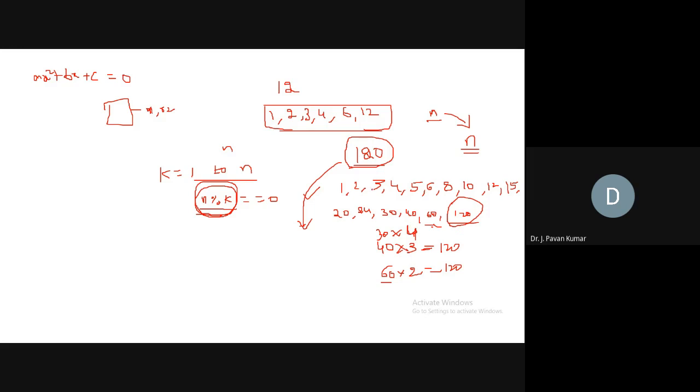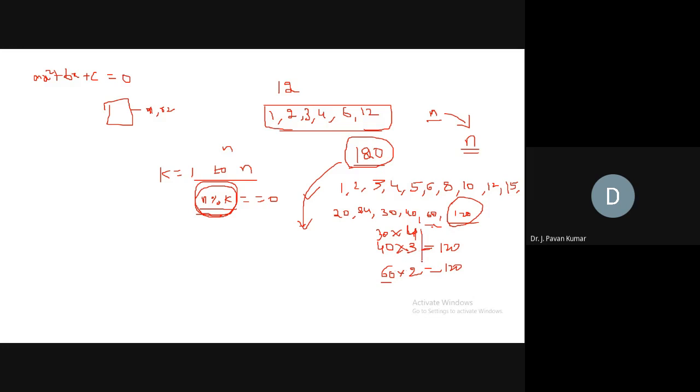Yes or no? Consider 5. For 5, what is the multiple in order to get 120? 24. Okay, 5 into 24. Like 6, for 6 we have 20. Next, for 8 we have 15. For 10 we have 12. For 12 we have 10. Like that, for every factor, we will have an integer multiple in order to get the given number. Similar to that, 30 multiplied by 4, 40 multiplied by 3, 60 multiplied by 2.